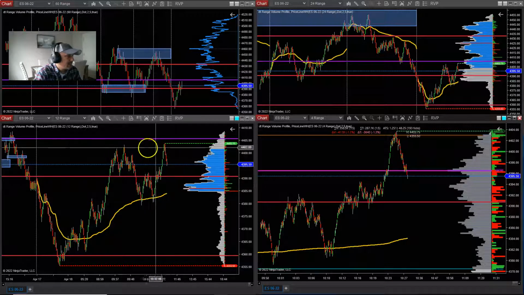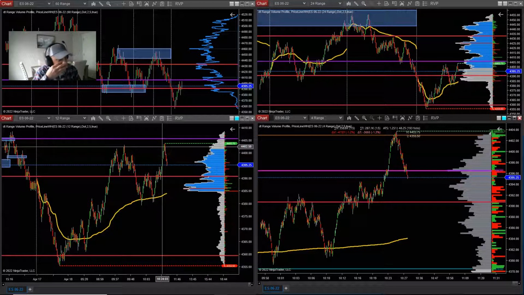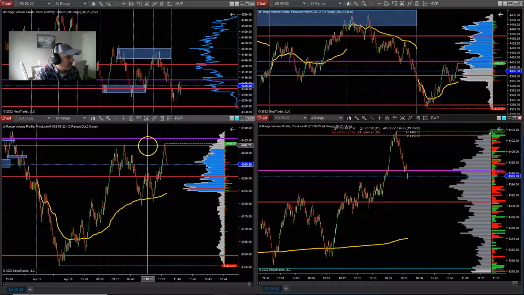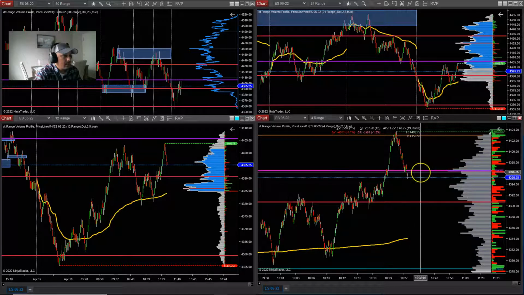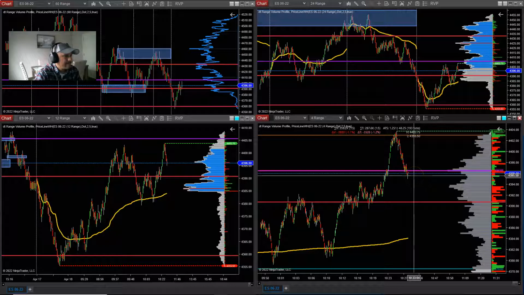But we got a double top right here. So I don't trade double tops, double bottoms. I'm just mentioning that. Okay, we're at the VPOC again. Be careful there.